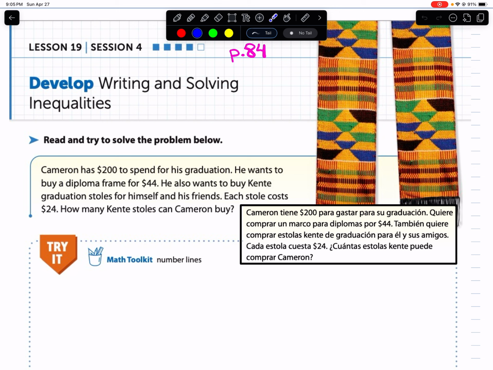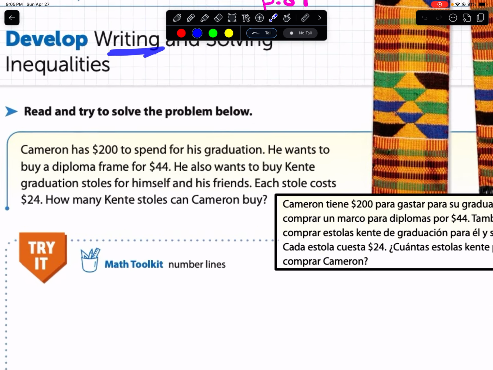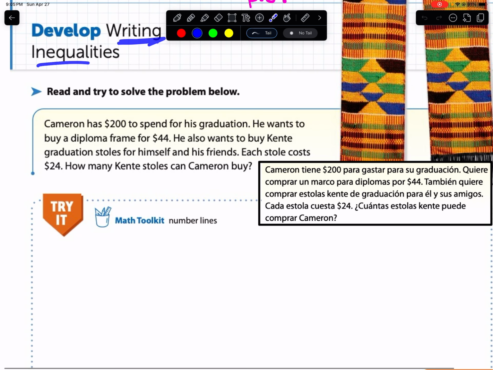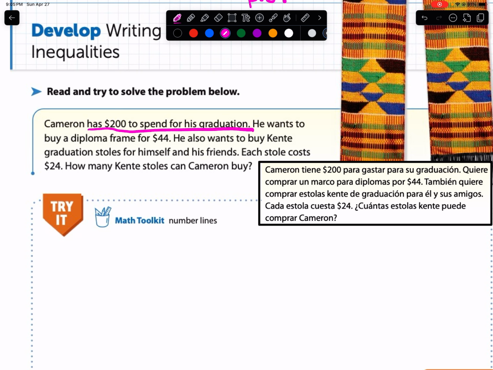So it says here we're going to be writing and solving inequalities. Based on this paragraph, we're going to write something. Cameron has $200 to spend for his graduation. He has $200 to spend.